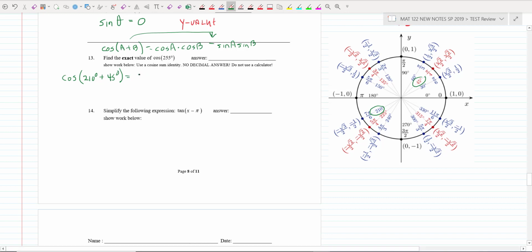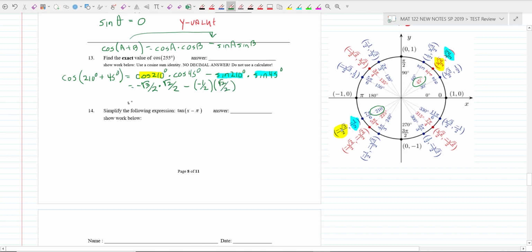All right, so let's plug this in. We do the cosine of 210 times the cosine of 45 minus the sine of 210 multiplied by the sine of 45. Now it's actually real easy to figure out. The cosine is the x value, so at 210, the x value is negative square root of 3 over 2. The cosine of 45, again, is the x value, so that is square root of 2 over 2. And then the sine is the y value, so the sine of 210 would be negative 1/2, and the sine of 45 is going to be square root of 2 over 2.